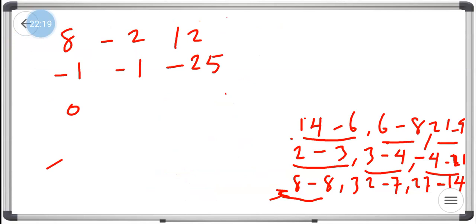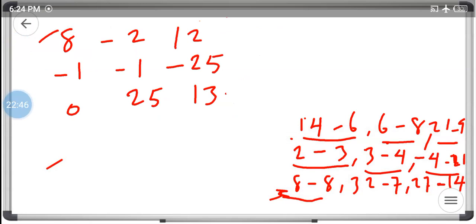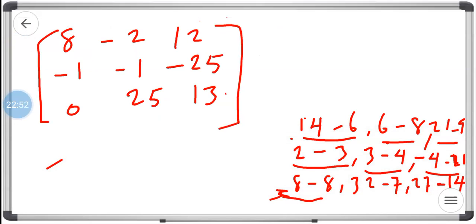And here, 32 minus 7, that will give us 25. And here as well, 27 minus 14, that will give us 13. Now you can see that after the evaluation, we still have the same order for that question.